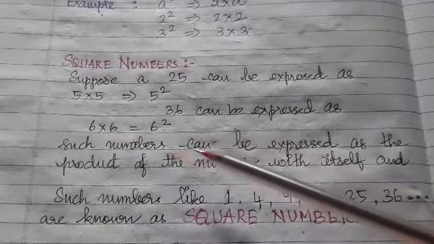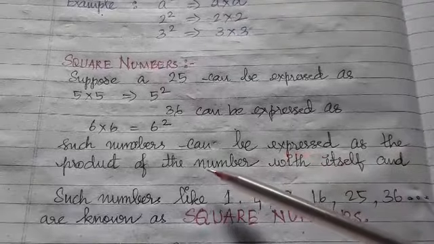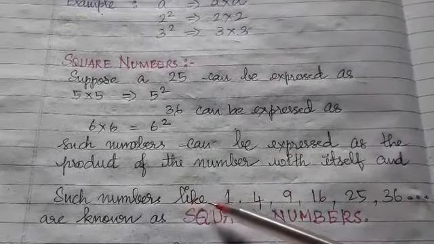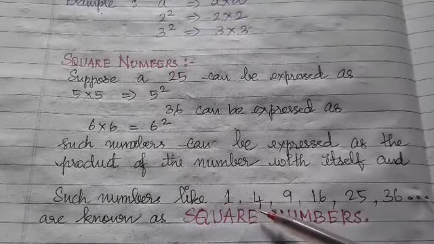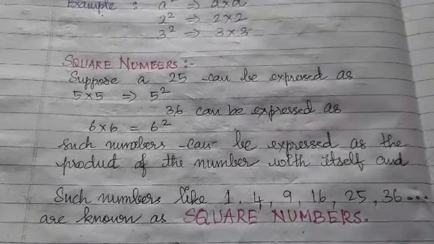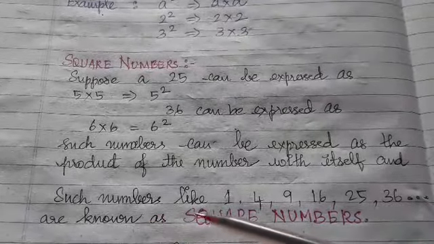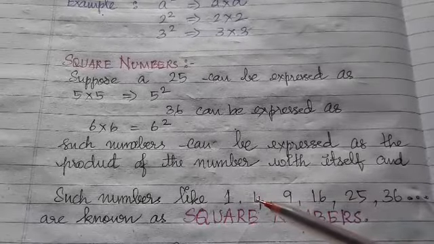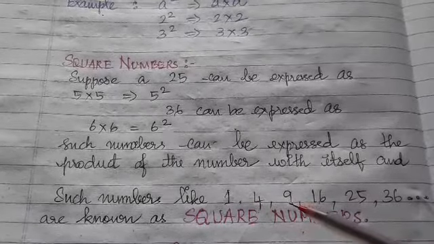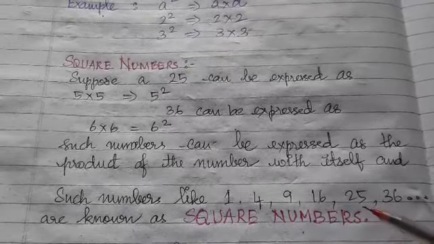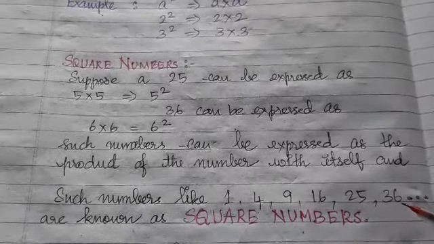Such a number can be expressed as a product of the number with itself, and such numbers, which are they? 1, 4, 9, 16, 25, 36, etc. are known as square numbers. That means 1 into 1 is 1, 2 into 2 is 4, 3 into 3 is 9, 4 into 4 is 16, 5 into 5 is 25, 6 into 6 is 36.